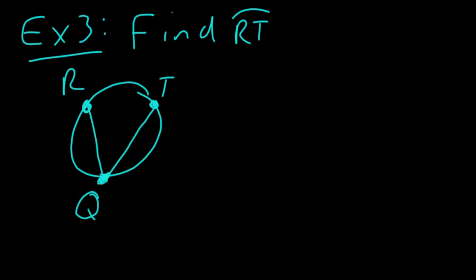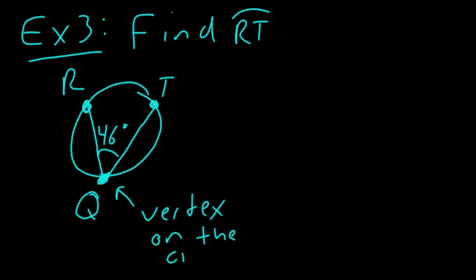So I draw that. So if I want to find arc RT, well, I need to know this angle. Well, let's say that this angle is, say, 46 degrees. Once again, we ask ourselves, is this a vertex inside the circle, on the circle, or outside the circle? And in this case, we know it's a vertex that is on the circle. Once again, we look at our formula chart, we see that we'd have the measure of angle 1 is equal to 1/2 arc x.